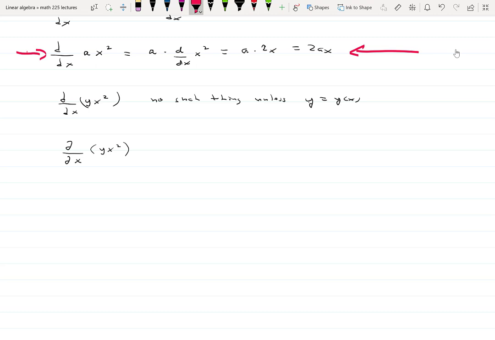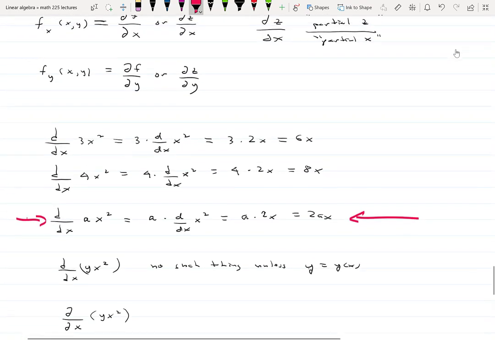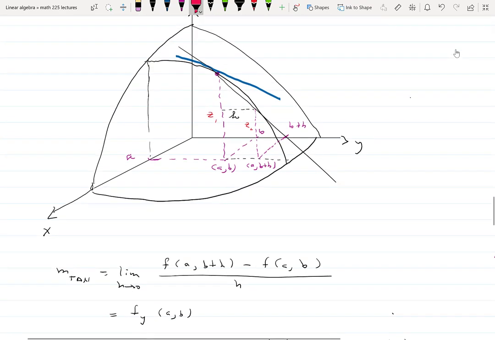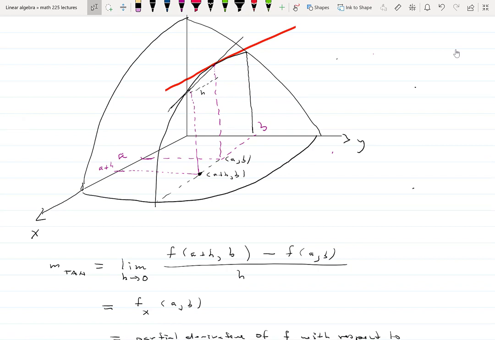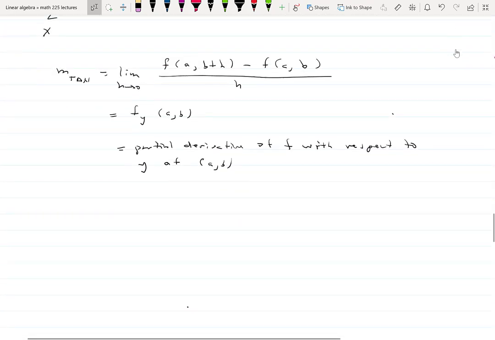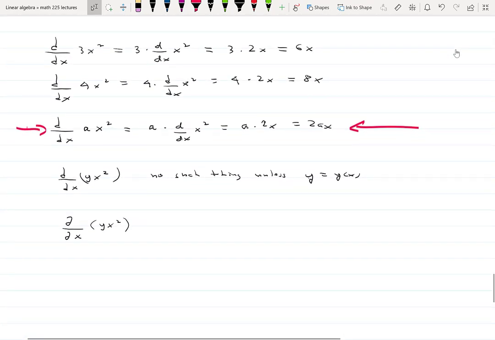Now think back with me on what it means to take the partial derivative with respect to x. We got it by slicing with a knife held fixed at y equals b. Y was held constant. If y is held constant, then this is nothing more than y times the partial derivative with respect to x of x squared, or y times 2x, or 2xy.